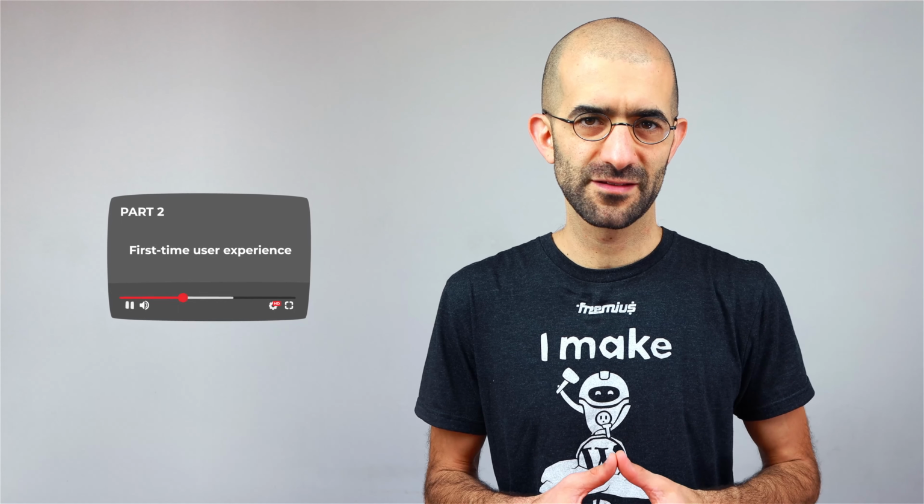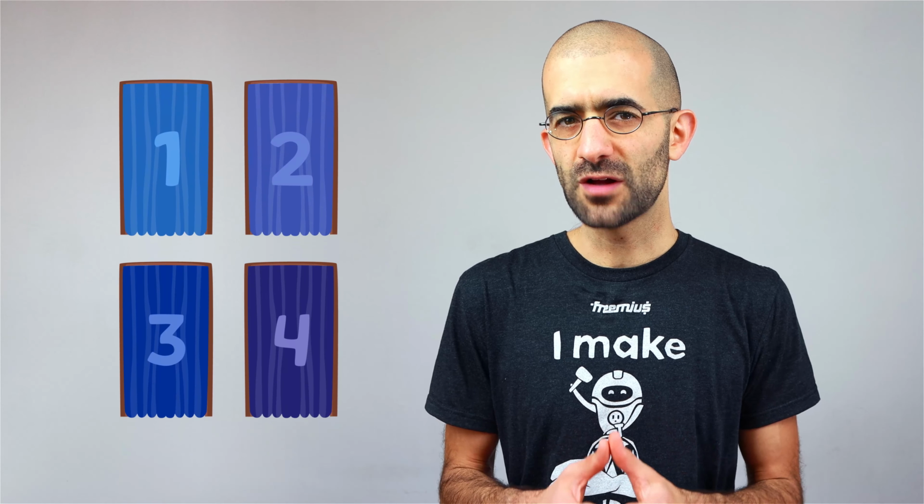This video is the second in a three-part series focusing on your WordPress product's first-time user experience. In the previous video, we identified the 3 most common types of WordPress users, and in this video, I'll mention 4 common activation flows that make it easier for different types of users to quickly access the functionality they need.